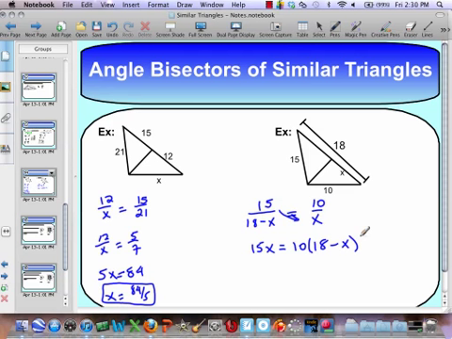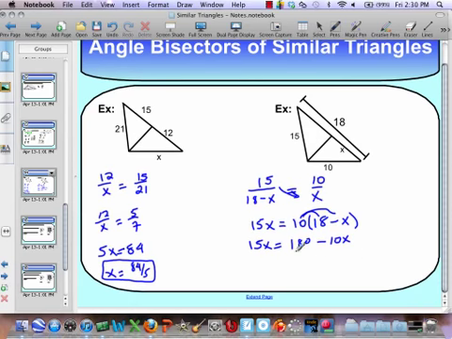All right, can you guys solve it from there? No. Claire, what do you mean no? All right, guys, here we go. Bree, go ahead. Okay, 5x equals. Whoa, slow it down there. 15x equals, and then you take 10 times 18. We've got to make sure we distribute. And then you'll get negative 10x.